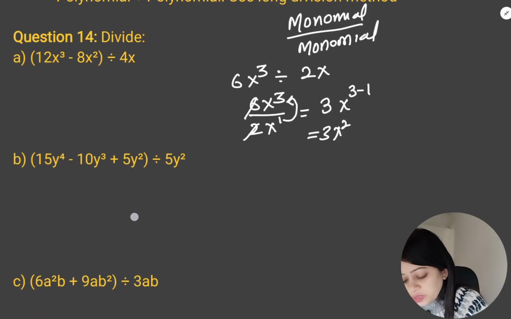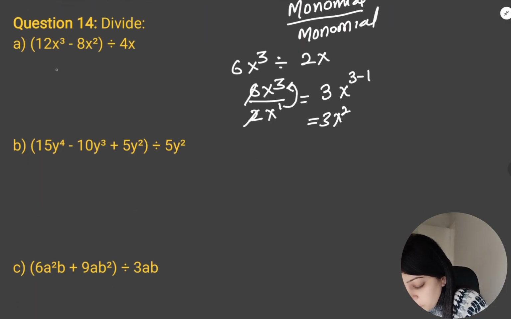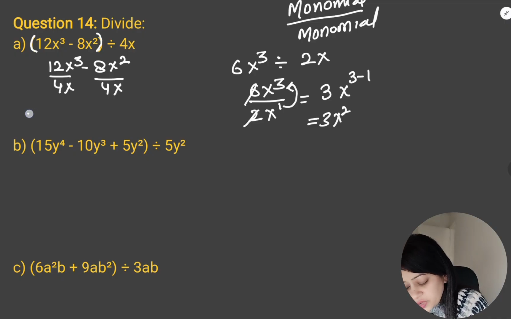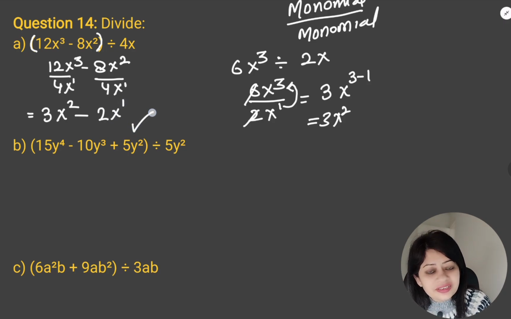Now look at this question. We have 12x cube minus 8x square divided by 4x. This whole bracket needs to be divided by 4x. So I will divide this term with 4x and this term with 4x. Now you divide the first term. What is 12 divided by 4? 3. And x power, this is 3, this is 1. 3 minus 1 is 2. Done. Minus 8 divided by 4 is minus 2. And x raised to power 2, x raised to power 1, so 2x raised to power 1. And this is our answer.